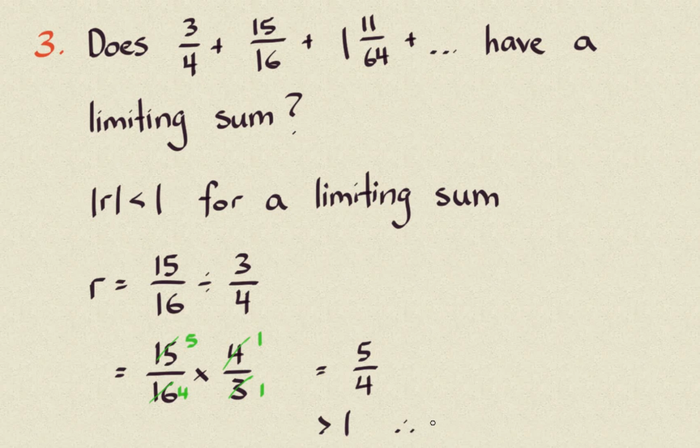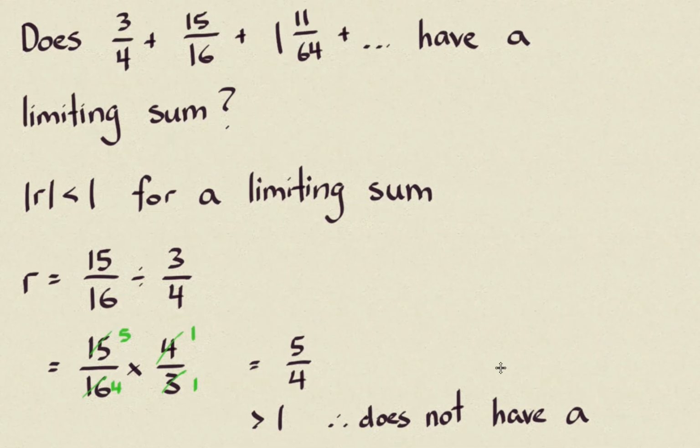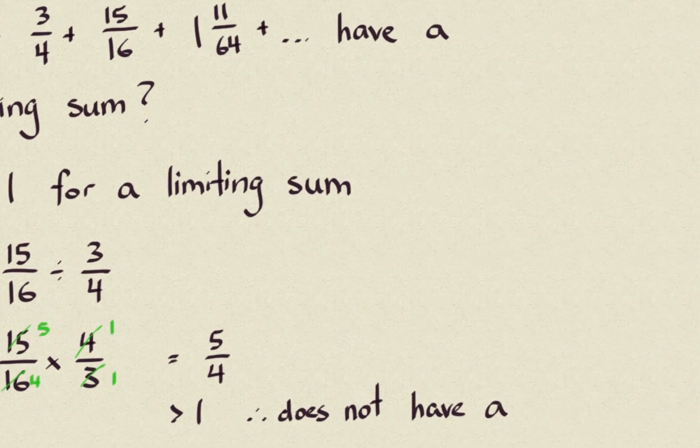Okay, this does not have a limiting sum. Only those series that have a common ratio less than 1 have a limiting sum. Alright, that finishes off our last example. Okay, good luck with the exercise questions.